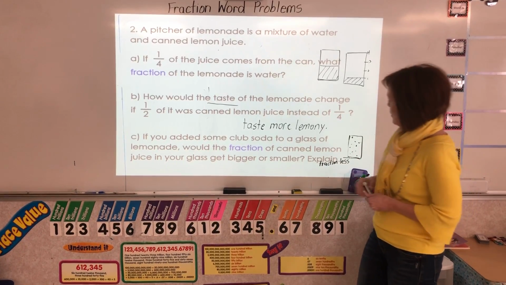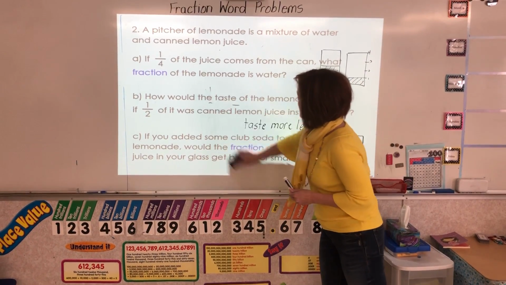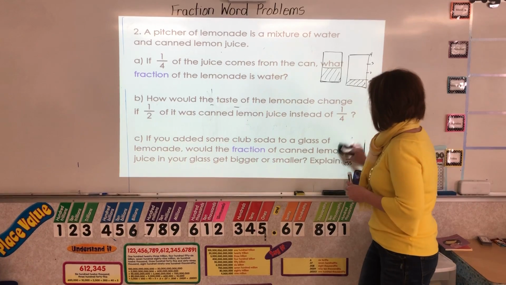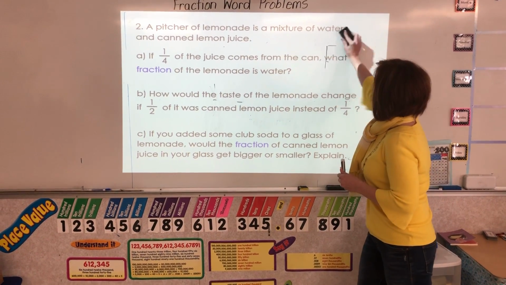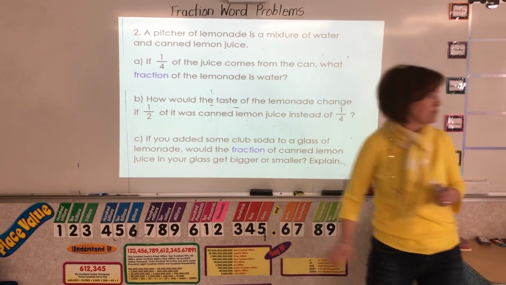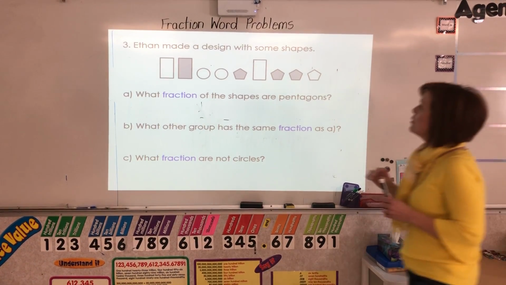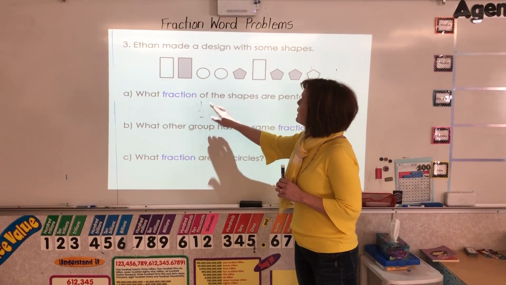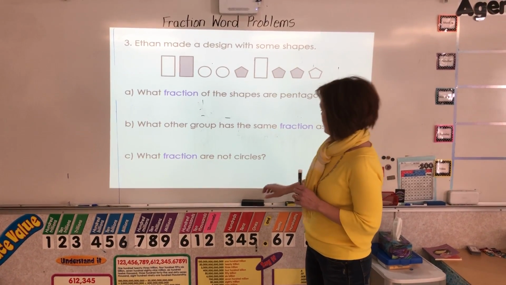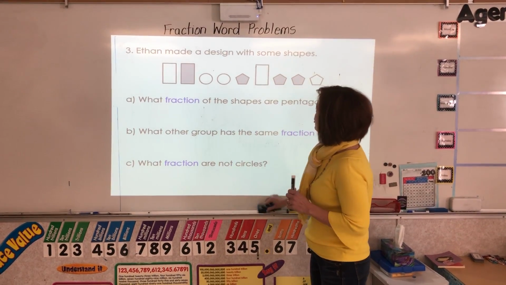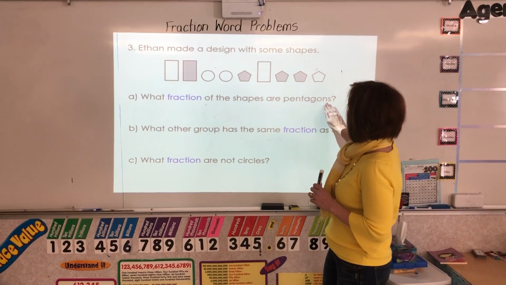Okay, those were a couple of concept questions. So that's good practice before you do your assignment today. Let's check another slide. Okay, we're familiar with these kind of pictures. Ethan made a design with some shapes. What fraction of the shapes are pentagons?